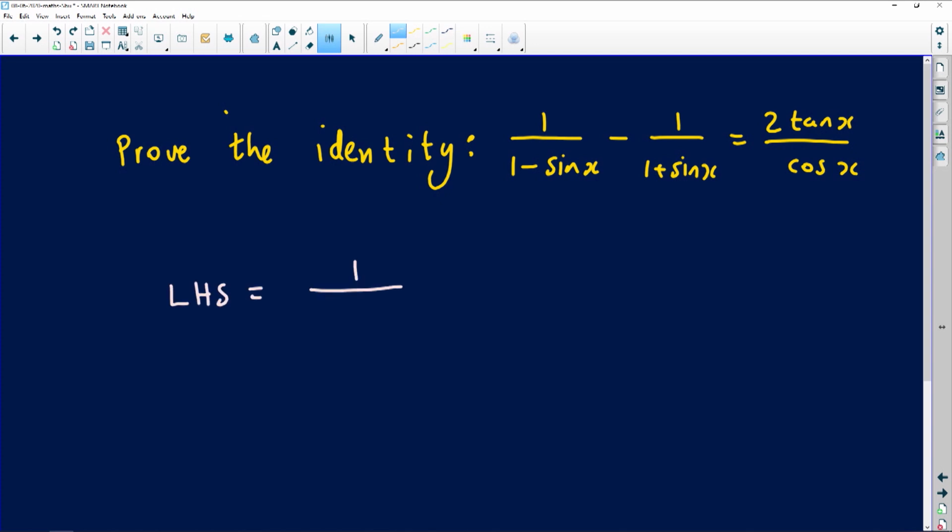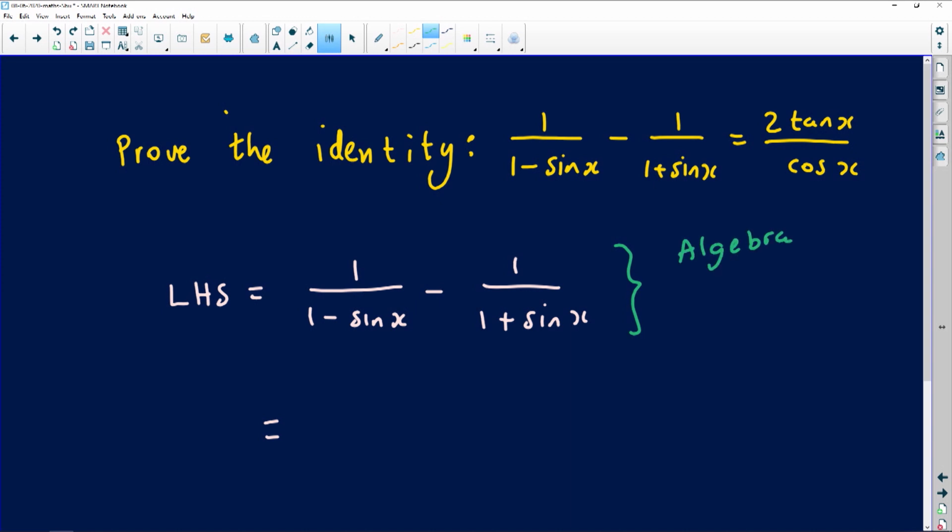The left-hand side was given to us as 1 over 1 minus the sine of x minus 1 over 1 plus the sine of x, right? Now, what did I say earlier? I said that when you are dealing with these kinds of problems, they are beyond trigonometry. A lot of algebra is involved. When I look at this question, I don't see trig first. The first thing I see is a skill that comes from algebra that needs to be engaged: the skill of adding fractions. This is not about trig yet. It's about fractions.